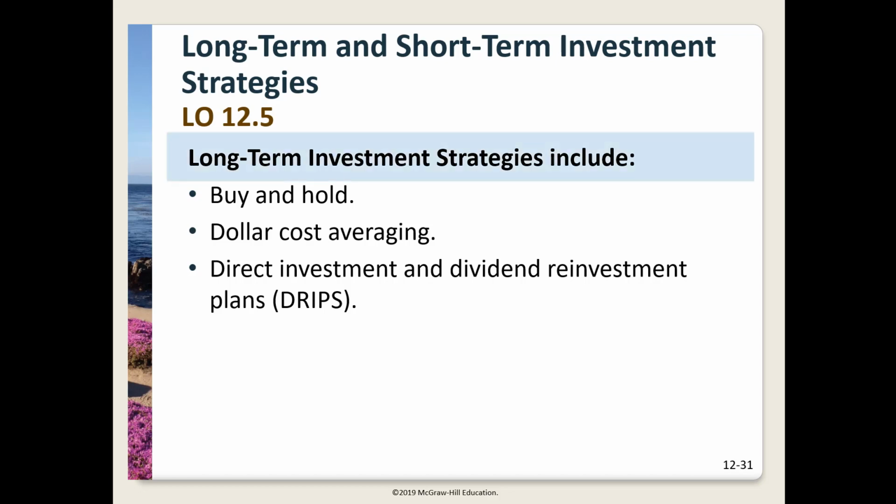Finally, let's look at some trading strategies. Long-term strategies should be what you are considering when investing in stock. Buy and hold is the most basic strategy. Buy a strong stock with good future prospects and hold it for the long term. Dollar cost averaging involves making repetitive purchases of the same stock over time. DRIPs are automatic dividend reinvestment plans, and we'll look at each of these on the following slides.